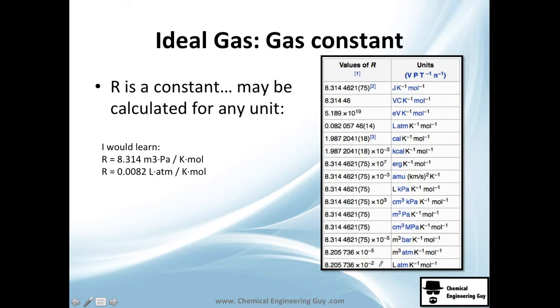So I talked before about how the constants may be calculated in any unit you can imagine. Joules, Kelvin, mole, liter, atmosphere, kilomole. And my favorite is here because it has the units of the international system: cubic meter, Pascal, Kelvin, mole. I will learn this by heart, and probably these two, but actually you just need to learn one and change its units. For example, you can change liter to cubic meter.